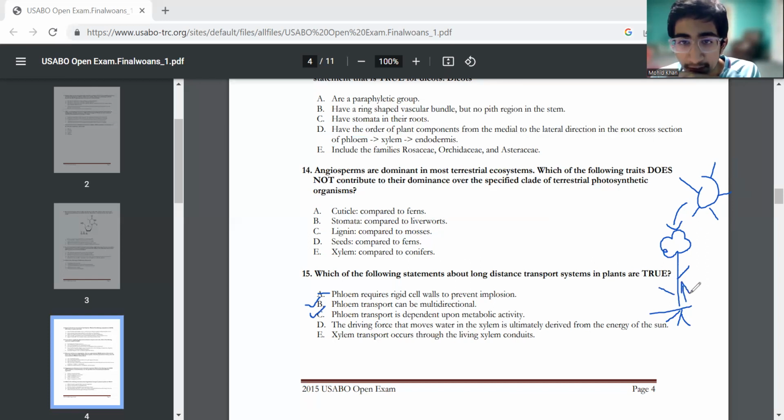So the energy of the sun is going to determine how the water is going to move. That's why this would be correct. So D is correct. And then xylem transport occurs through the living xylem conduits. That is incorrect. Xylem cells are dead, yet they still function. So here, the answers would be B, C, and D.